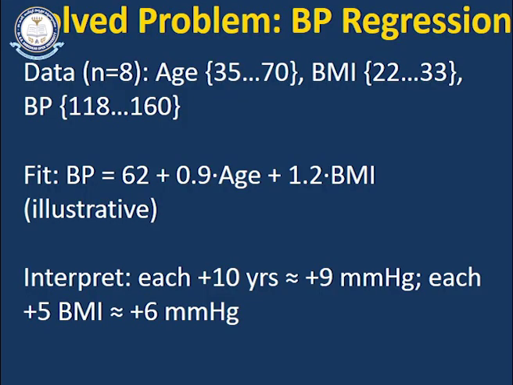Look at the data. Here the small n equals n, and age is given between 35 and 70. BMI is also given, 22 and 33 and so on. And then the blood pressure is also mentioned. So the fit: BP equals 62 plus 0.9 age plus 1.2 BMI, that is for your illustrative purpose.